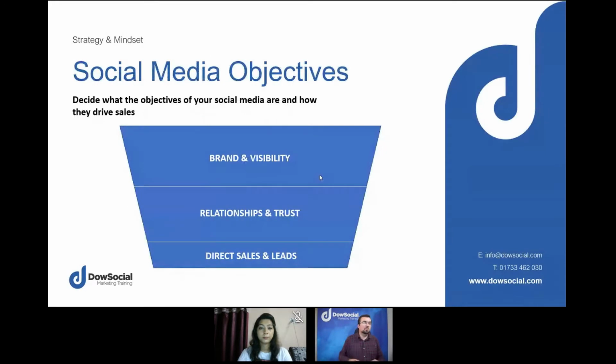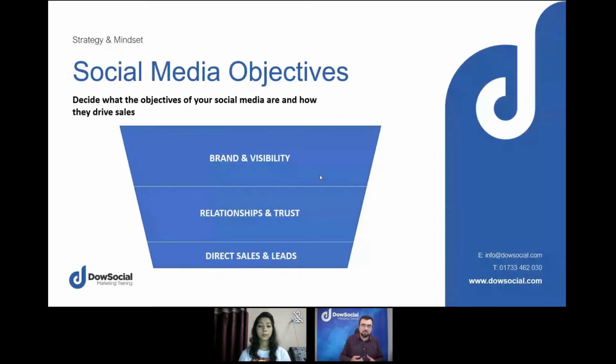So when we're looking at our social media in general, there are 3 key things we want to be doing. Our objectives are possibly going to be with our social. So we want to build our brand and our visibility. We want people to know who we are, and we want them to trust that and know what we do. We want to be building relationships and trust so that those people are more likely to buy. And then ultimately, for every business, our goal is to generate sales and leads. So we want people coming out of the bottom there.